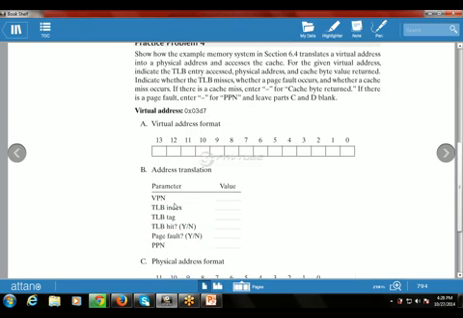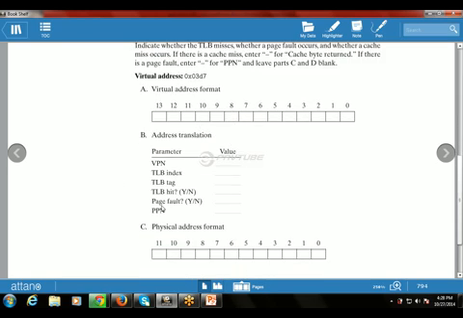Then we will discuss the problem, that is, how the problem is used.